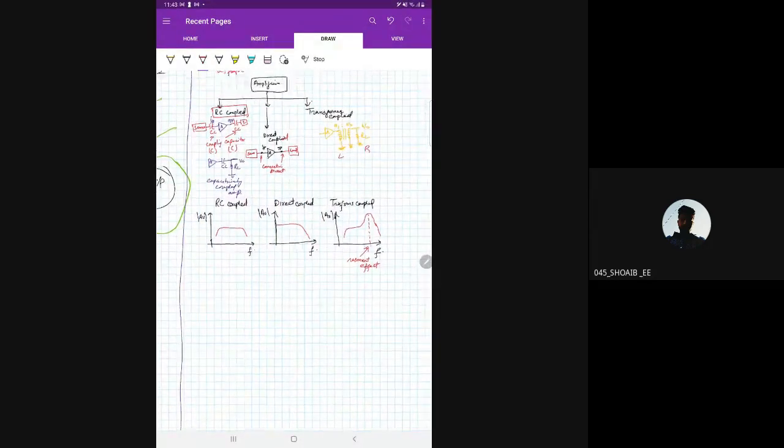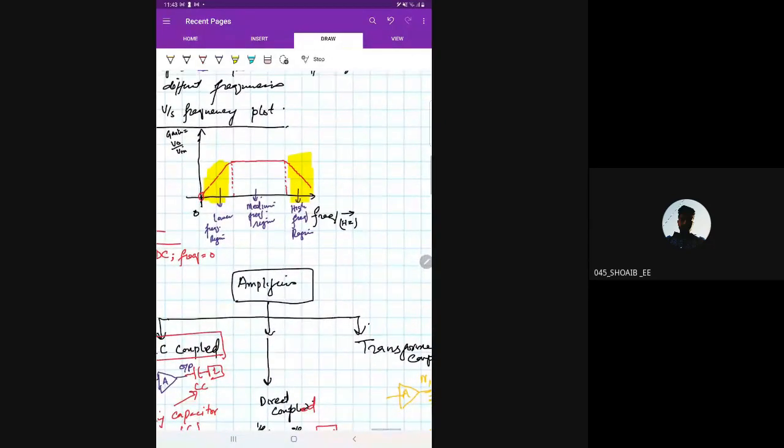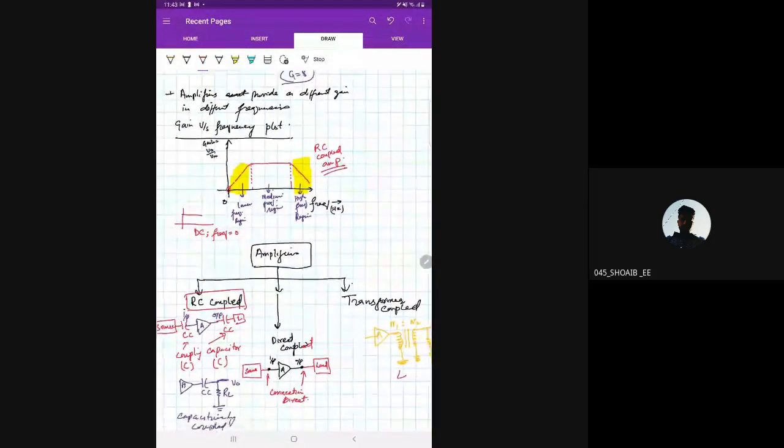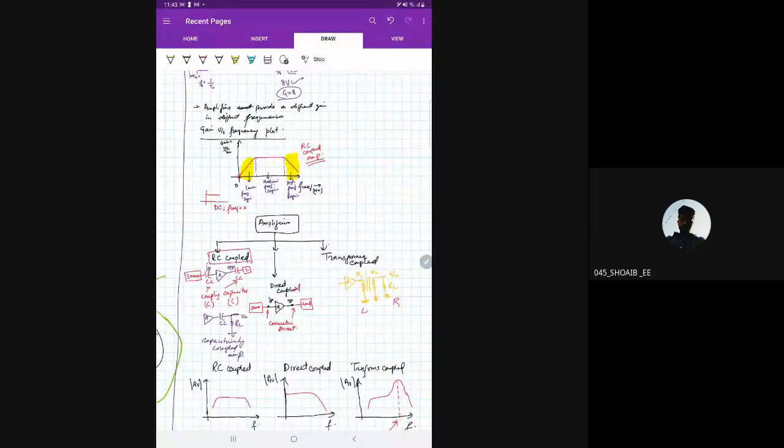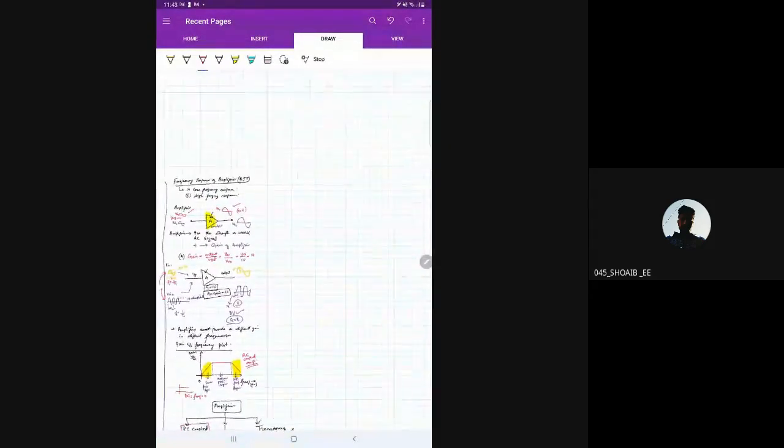So let us discuss RC coupled first. जो मैंने यहाँ पे आपको gain versus frequency response बनाया है, it is for RC coupled amplifier. Is it fine? Now see, I will draw an amplifier now, a well-established circuit of an amplifier. Then I will tell you why it happens like this. So let me draw an amplifier first somewhere here.